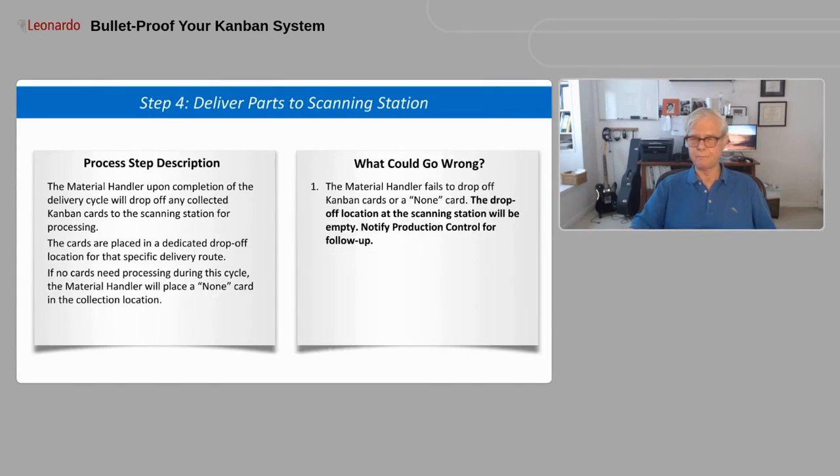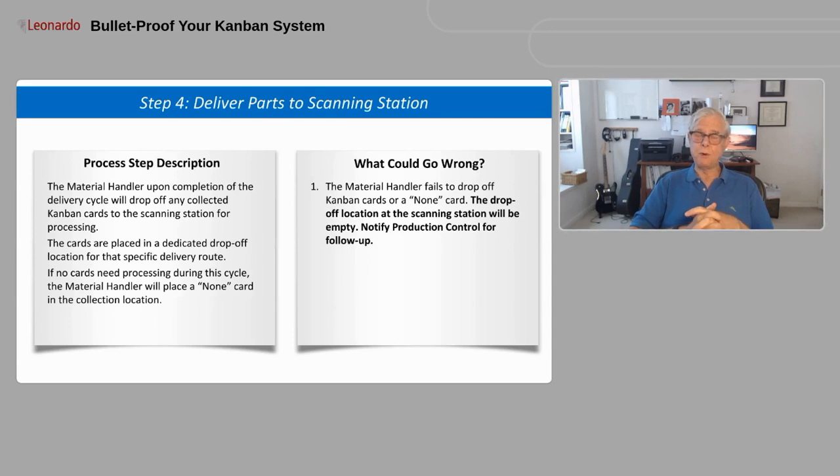Okay. So next, step 4, deliver parts to the scanning station. So now I'm the material handler driving the tugger, and I'm going to go around my route, and I'm going to come back and deliver these cards to what I'm calling the scanning station. Upon completion of the delivery cycle, the material handler drops off any collected Kanban cards to the scanning station for processing. And I'm suggesting here the cards are placed in a dedicated drop-off location for that delivery route.